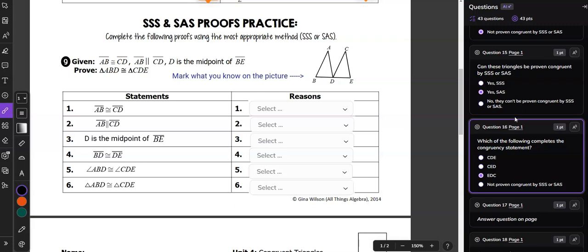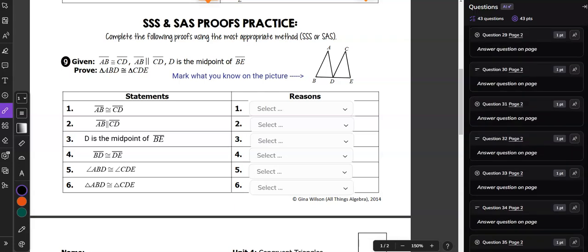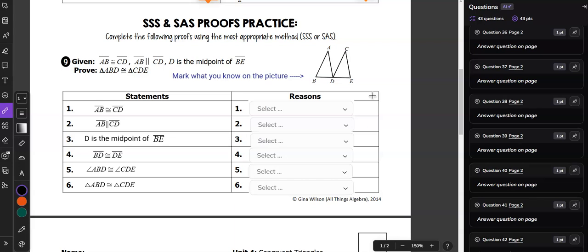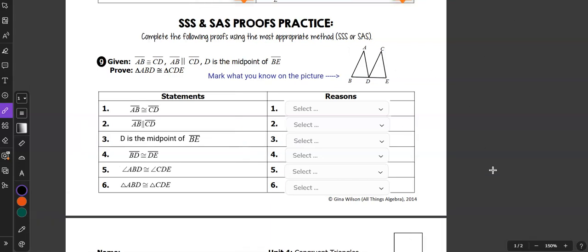Okay. Now for the rest of the questions, they can be answered directly on the page, including for the assignment itself. So if you want to hide the panel, you can. So looking at this proof, this little mini proof they want us to do, they tell us that given side AB, or segment AB, is congruent to segment CD, and they tell me that those two segments are also parallel, and that D is the midpoint of segment BE.